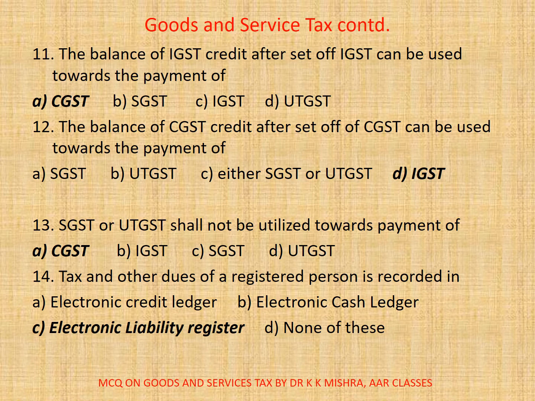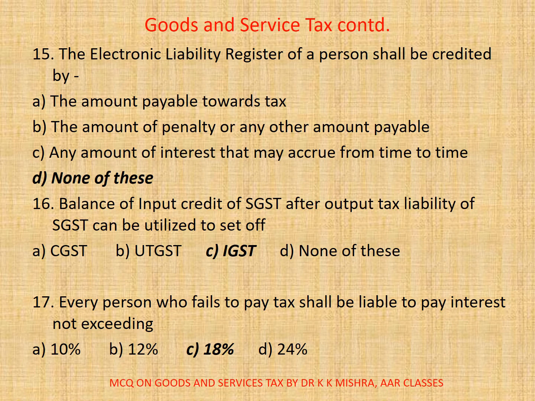14. Tax and other dues of a registered person is recorded in: A. Electronic credit ledger, B. Electronic cash ledger, C. Electronic liability ledger register, D. None of these. So here the correct option is C. Electronic liability register.